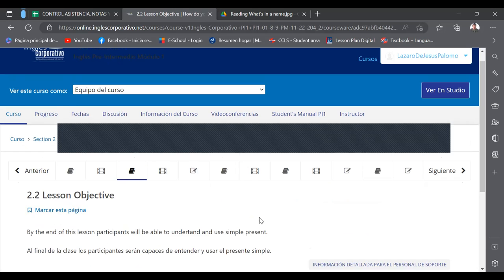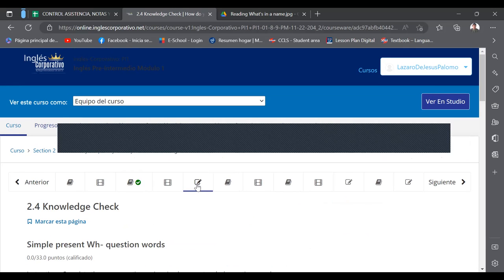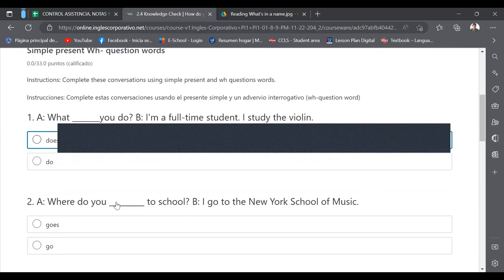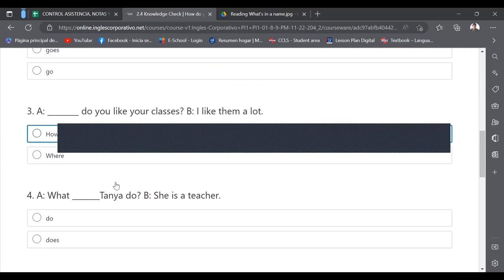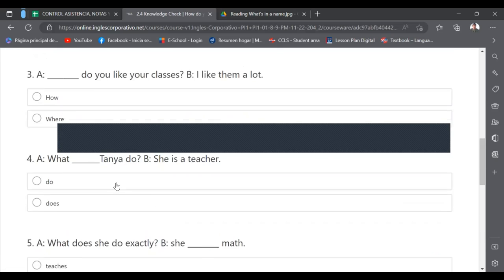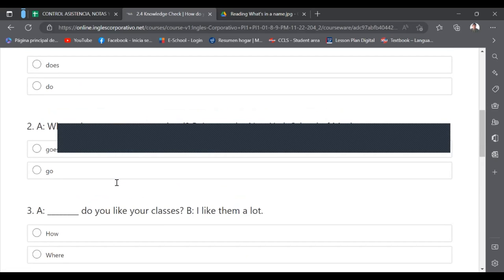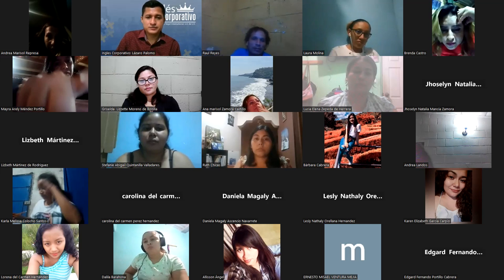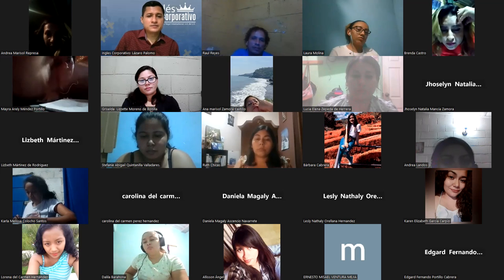Simple present. Then we have this exercise with double-edged questions, where you have to select do or does, goes or go, according to the sentence, okay? Voy a dejarlos en este exercise and I will take the attendance again. Y luego we get back to this exercise so we can do it together.